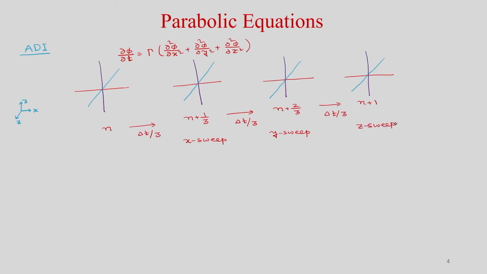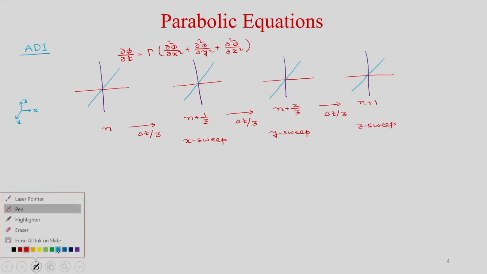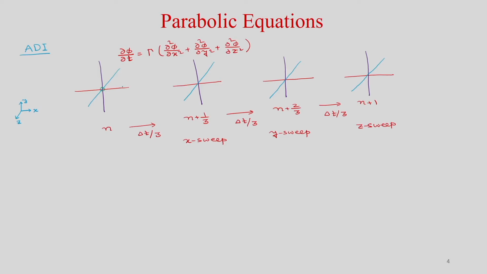So, in x sweep we will have the unknowns in only x direction, 3 unknowns. So, if you draw the grid points, this is your I j k, I plus 1 j k, this is your I minus 1 j k, this is your I j minus 1 k, this is your I j plus 1 k, this is your I j k minus 1, and this is your I j k plus 1. Okay. So, these are the discrete points.